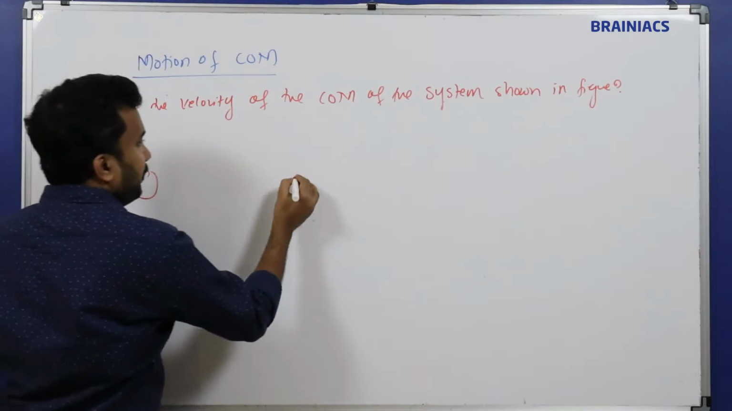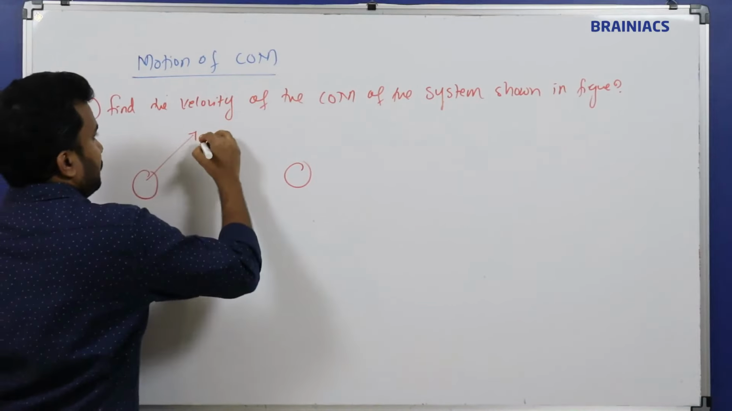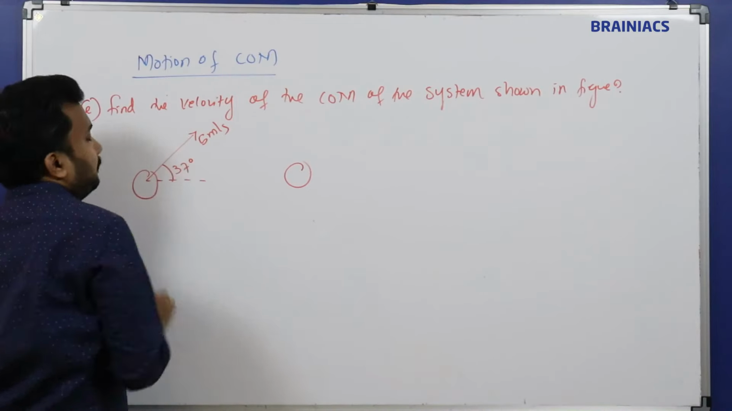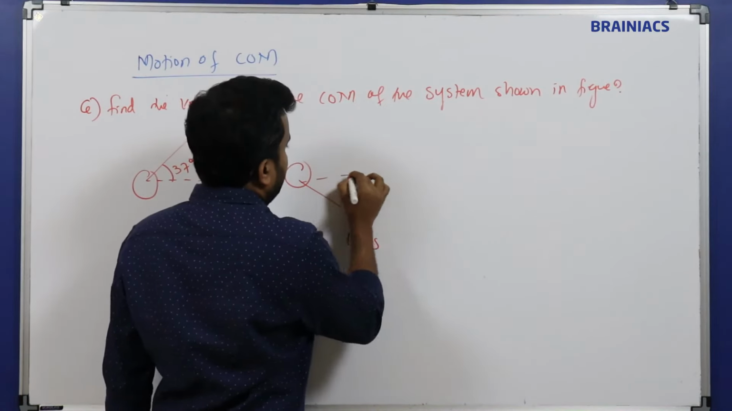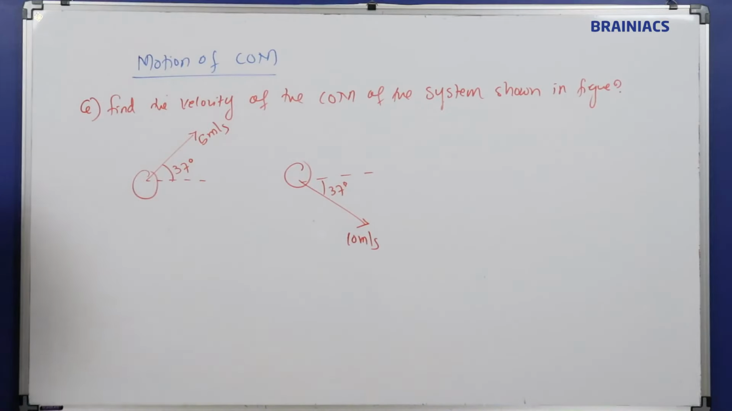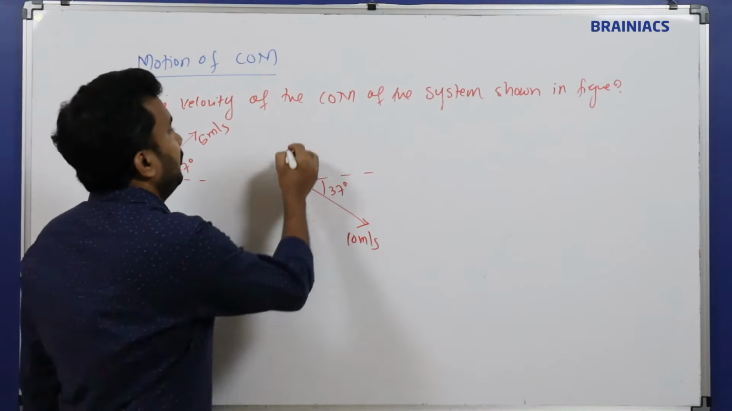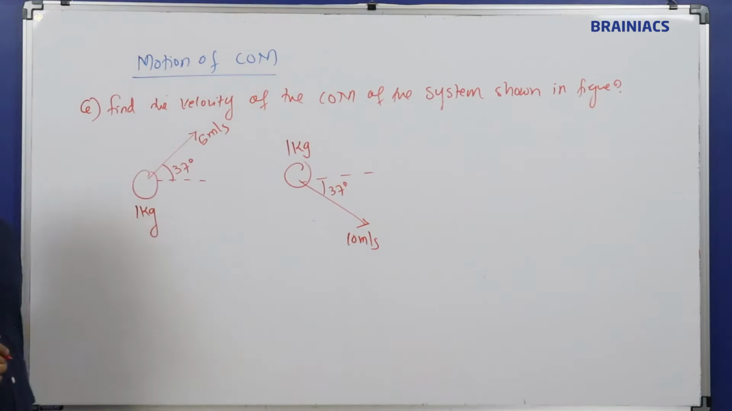You have two bodies, first body and second body. The first body is moving with a velocity of 5 meter per second, making an angle of 37 degree. The second body is moving with a velocity of 10 meter per second, making an angle of 37 degree. Please make a note of this question. We need to find out the velocity of the center of mass of the system. Both bodies have masses of 1 kilogram each.